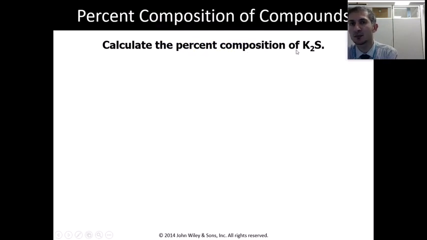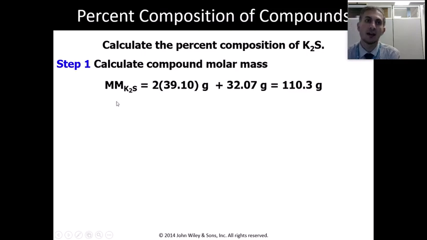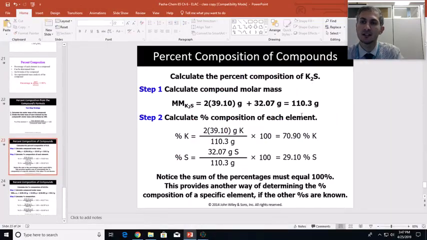Calculate the percent composition of K2S. Potassium sulfide. First, we should know this is the whole. We need to find the parts, 2 parts. One part is potassium, one part is sulfur. So, if we calculate the molar mass of potassium sulfide, we will find this number. Let me correct that one here.